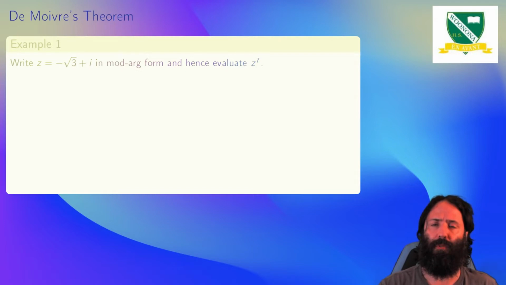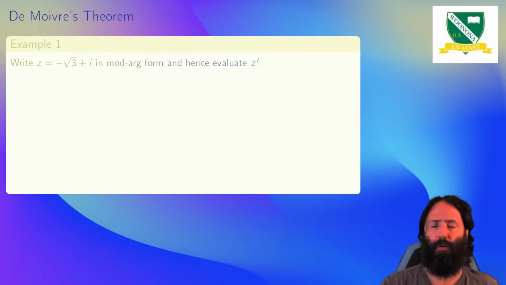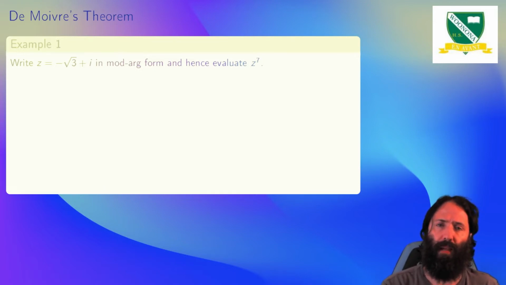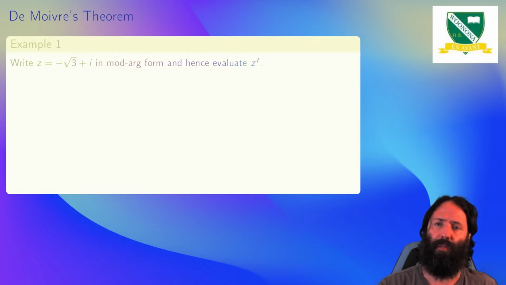So let's run through some simple examples and you'll get to see the power of de Moivre's theorem. So let's suppose that z is equal to negative root 3 plus i. What we're going to do is write that in mod arg form first, because we need that for de Moivre's theorem, and then we'll be able to use de Moivre's theorem to evaluate z to the 7.